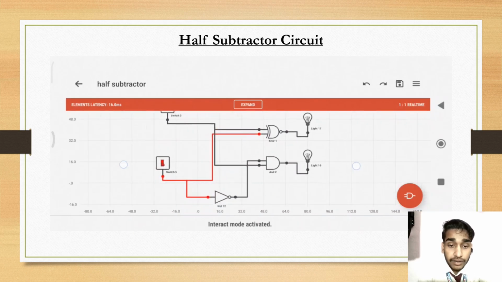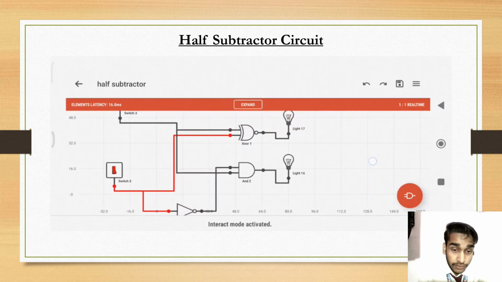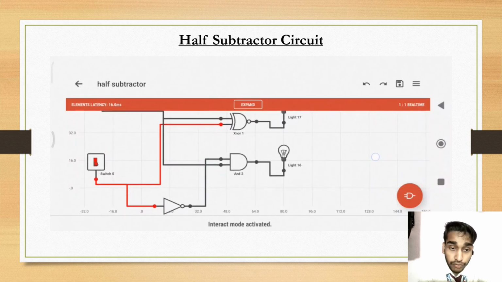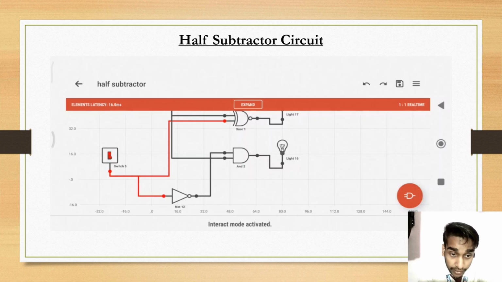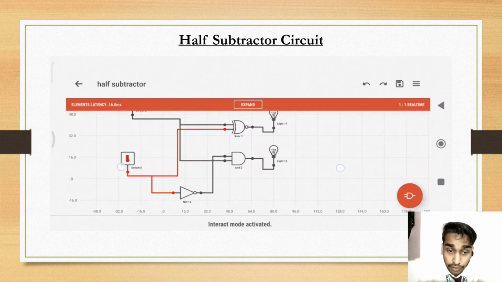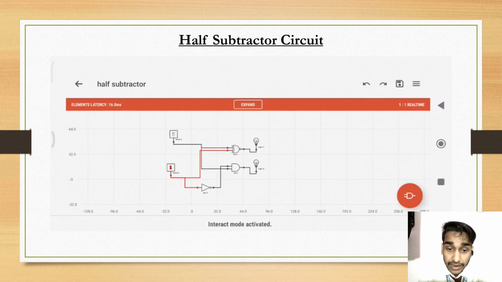In this circuit I have designed it so that the two gates are connected to different switches. In the XNOR gate, one input is coming from switch 3 and one input from switch 5. Similarly, in the AND gate, one input is coming from switch 3 and the second input from switch 3. When both switches are on, we see the XNOR gate working, and when the second switch is off, we see the second AND gate working.